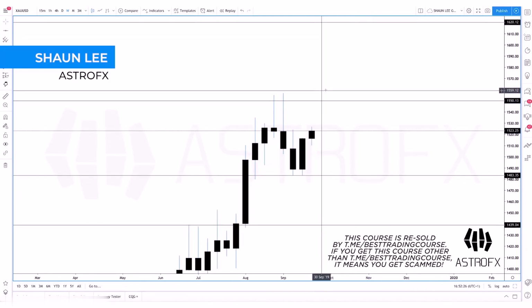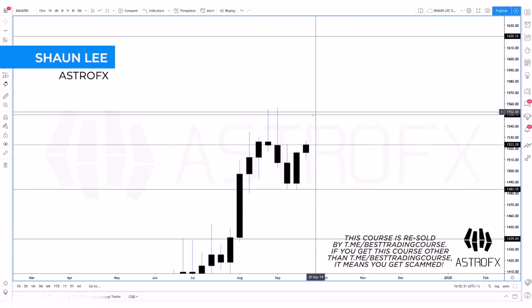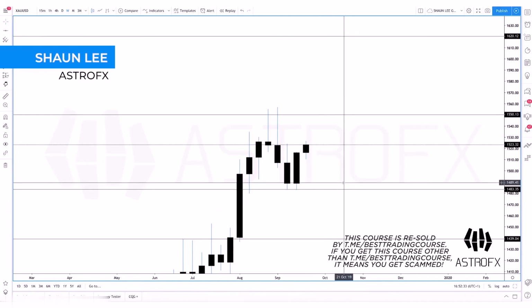But, however, we need to break that zone. We need to take out these wicks first and foremost with some momentum. Then we're on our way to 1620. From here it's 1,000 pips.